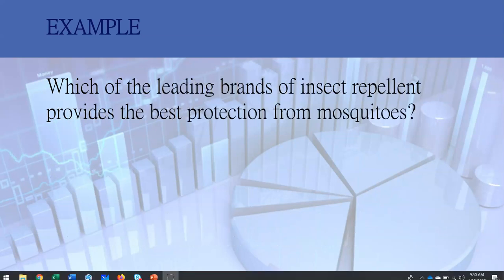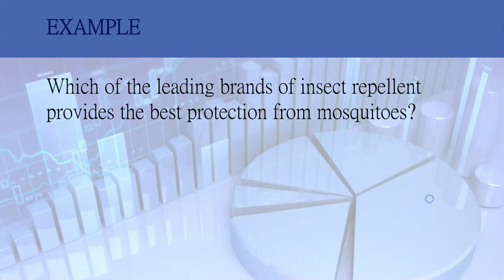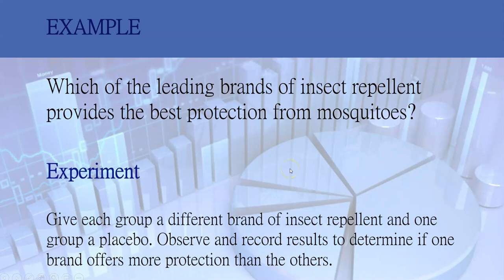Which of the leading brands of insect repellent provides the best protection from mosquitoes? This could be an experiment. There would be nothing unethical about testing different brands of repellent to see which one works better. If there's 2 brands, for example, that we're testing, group 1 gets brand 1, group 2 gets brand 2, and then the third group is the control group, and they would get a placebo, which wouldn't have any repellent in it at all. And then you just observe and record the results to see if one brand worked better at protecting you from mosquitoes than the other.